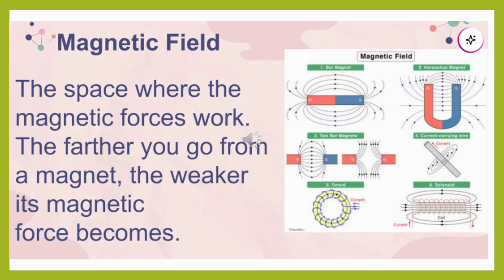And how does that magnetic force work? It is because of the magnetic field. What is a magnetic field? A magnetic field is a space where the magnetic forces work. Look at the diagram in this slide. You can see lots of arrows. Those are the space where the magnetic forces work. They are invisible to our eyes, but the forces exist there. And the further you go from a magnet, the weaker the magnetic force becomes.